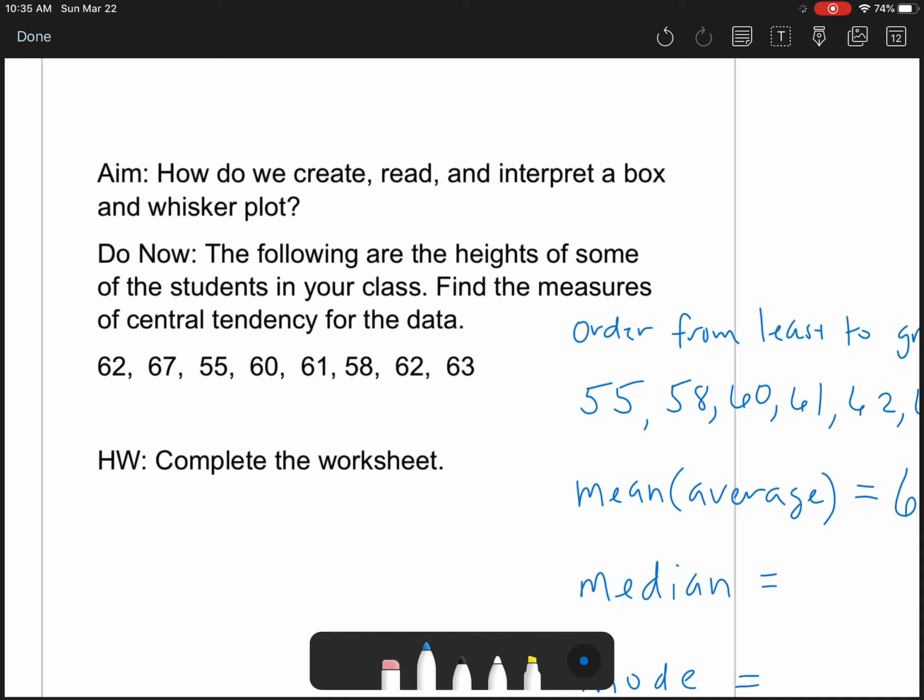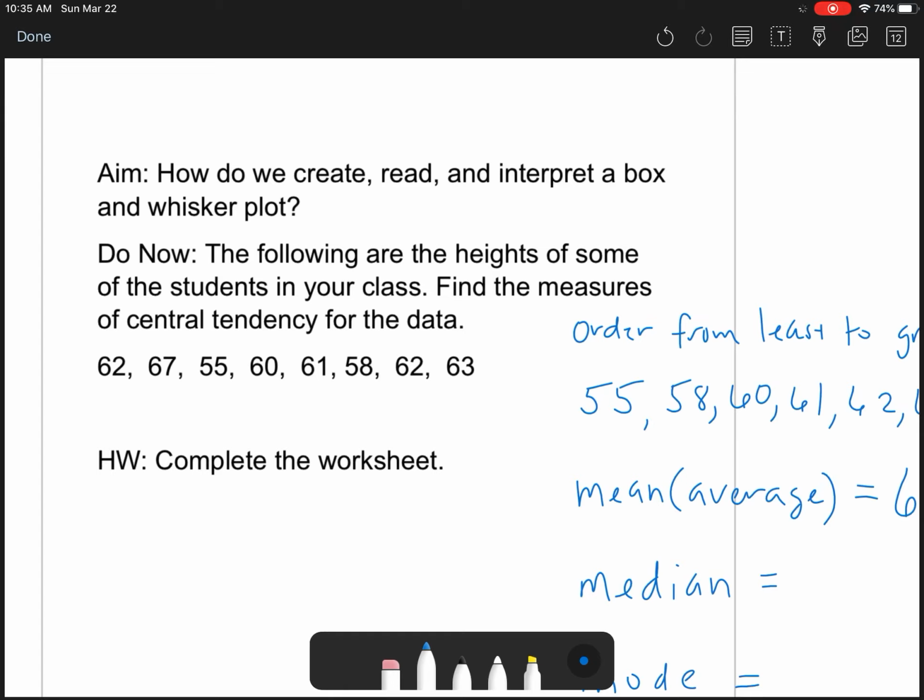Good morning, guys. Today's lesson is going to show us how we can create a box and whisker plot. Okay, so today's aim is how do we create, read, and interpret a box and whisker plot.